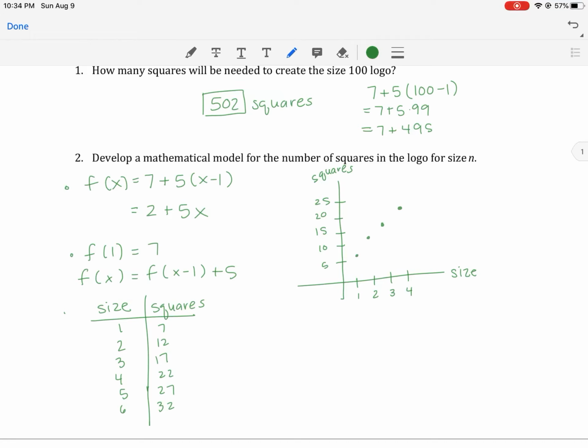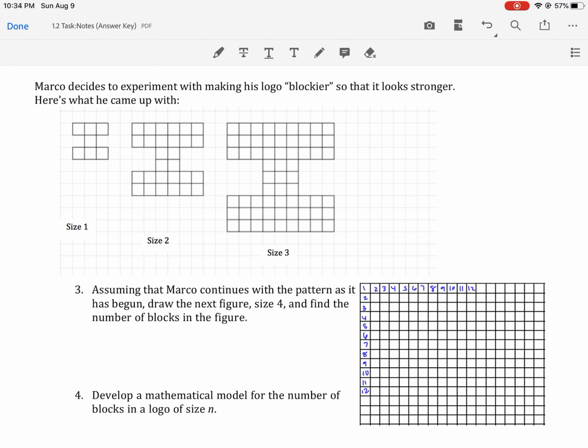Okay. At this stage, I want you to pause, and I want you to go ahead and try to answer questions 3 through 5 before we come back together. Okay, as you're ready, let's go ahead and take a look at questions 3 through 5.